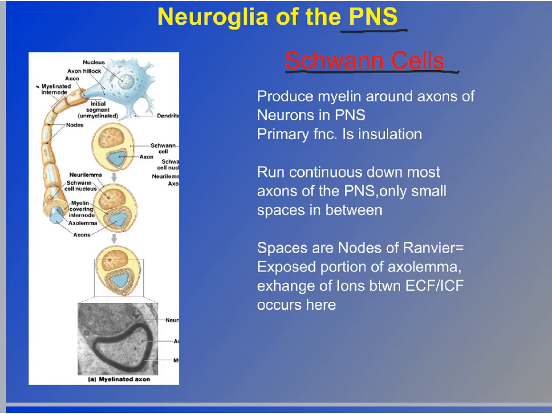And those spaces are referred to as nodes of Ranvier. Here's that word, nodes of Ranvier. And these nodes of Ranvier are where the axon is not insulated. It's not myelinated. And that axon then allows for exchange of ions between the extracellular fluid and the intracellular fluid. Extracellular fluid meaning the fluid outside the axon, and intracellular fluid meaning the fluid inside the axon. So this is where a really important exchange of ions occurs. When you get to physiology, you'll learn more about that.